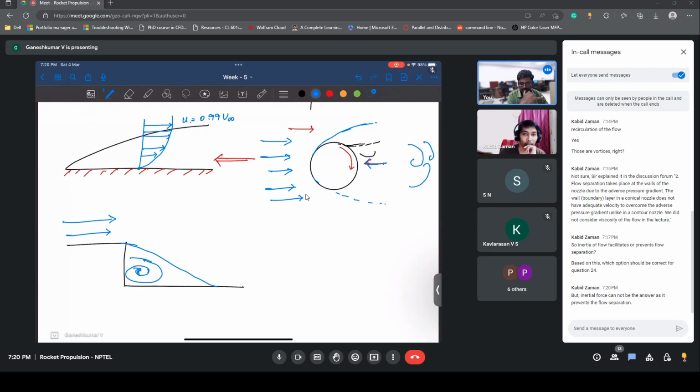Inertia force is going to accelerate the boundary layer of nozzle divergent being at lower velocity. That statement is a little ambiguous. But the inertia force cannot be the answer as it prevents the flow separation. It is true, it prevents the flow separation, but the other statement also doesn't tell you anything about flow separation. Boundary layer on the nozzle divergent being at low velocity. So there is no.